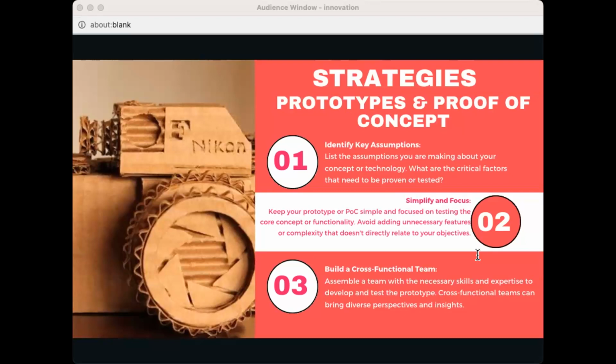This team can consist of product developers. You can have UI, UX people on it. You can have business development people on it. You can have sales people on it. You can have customer service people on it. Whatever it is, you need a cross-functional team. It can't just be you and you and you and maybe your business partner.